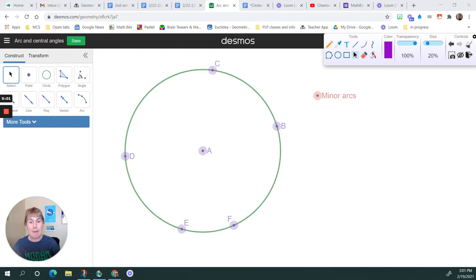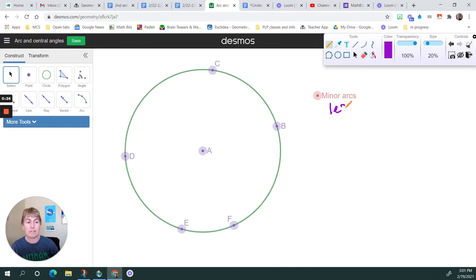Hi, let's talk about minor arcs using the picture that's on screen here, a circle with some random points on it. A minor arc, as the name would kind of tell you, is going to be something on the smaller side of things. It's minor, not major. We'll get to that in another video. Minor arcs are always going to be arcs that are less than half the circle.